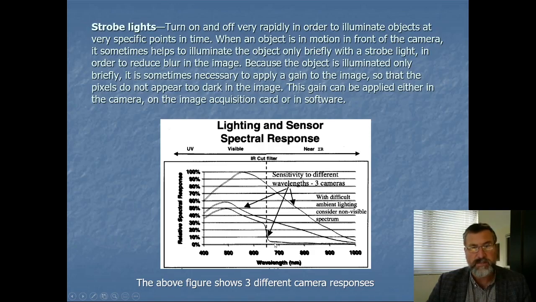So if we were looking at about 670, up here, we'd be okay with this sensor. This camera would be okay. If we were using this one, or particularly this one, we'd see we get virtually no signal here, so we'd have to be careful with that. So spectral response is an important characteristic of the camera.